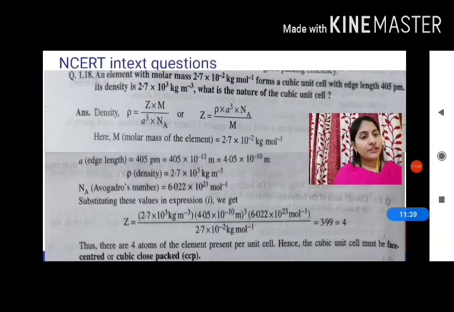So for the density we know the formula. Here density is given, the edge length is given, Avogadro's number you should remember, and the molar mass of that element is also given. So put in the values of the 4 and find out the fifth one. In the end, we'll get the value Z equals 4. So there are 4 atoms of the element present per unit cell, and hence the cubic unit cell must be face centered, or cubic close packed, that is CCP.